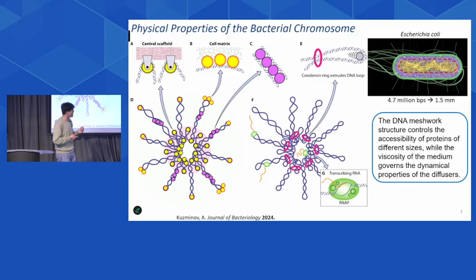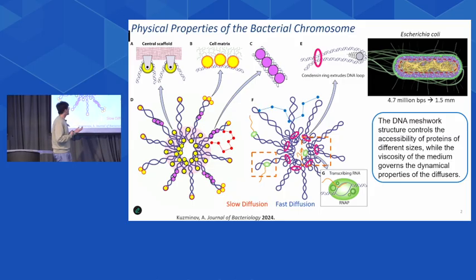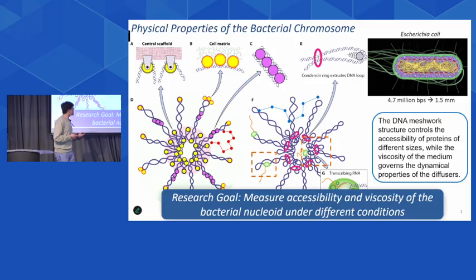microbiology and biophysics. It's because the DNA meshwork can control the accessibility of proteins of different sizes. For example, if you have a very condensed structure, it will exclude large proteins. And the viscosity of the environment will regulate the dynamic process of these diffusers. For example, if you have a very viscous region in here, you will expect a slower diffusion for your enzyme. So my research goal is to measure the accessibility and the viscosity of the bacterial nucleoid under different conditions.